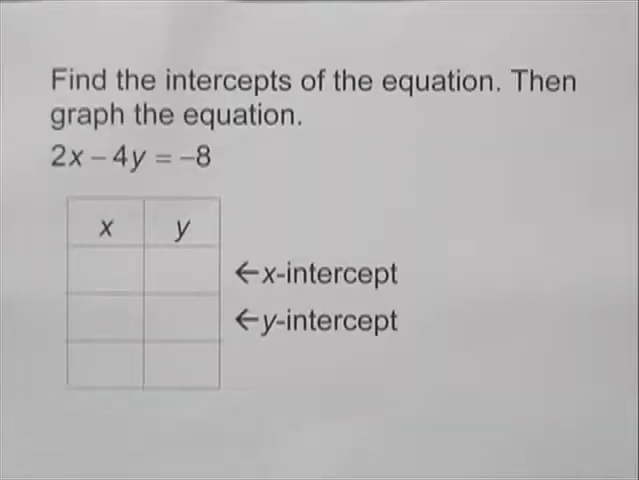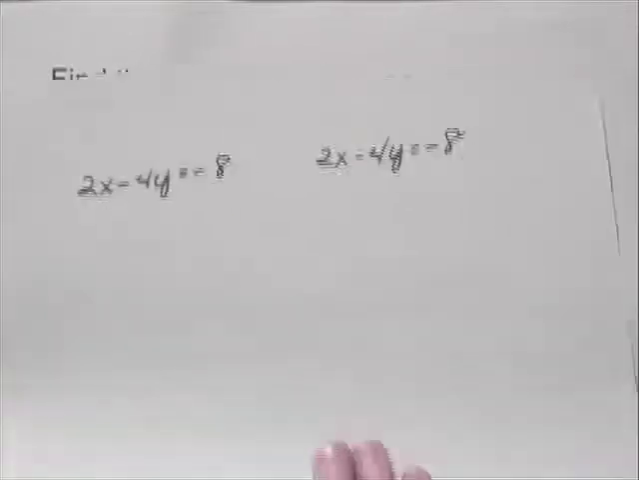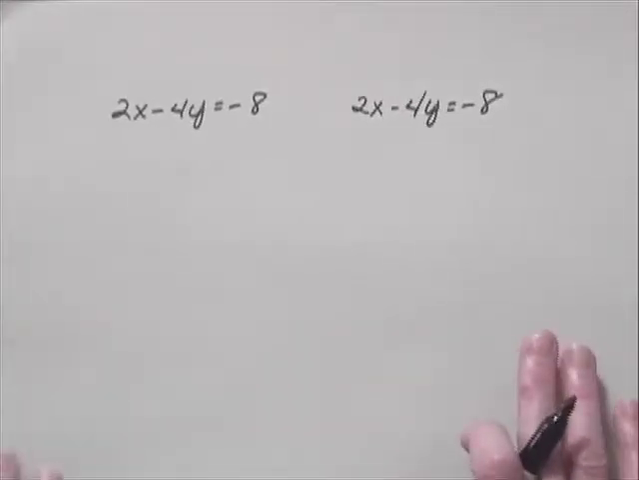Find the intercepts of the equation, then graph the equation. And the equation that we're working with is 2x minus 4y equals negative 8. Now let's first find the x-intercept. To do that, we let y equal 0 and solve for x.